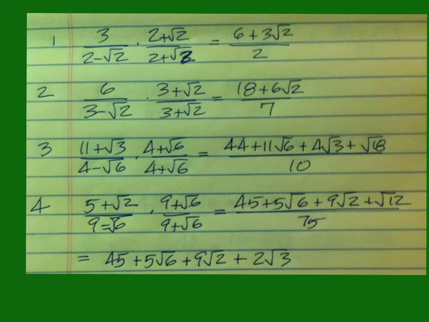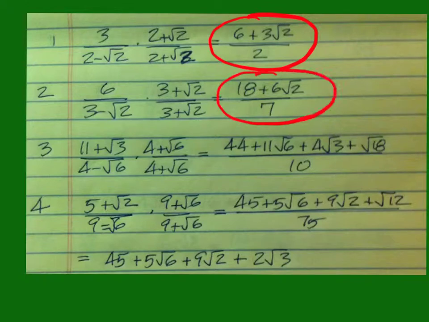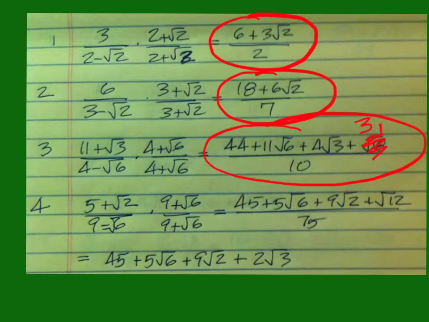Number 1 is 6 plus 3 square root of 2 over 2. 2 is 18 plus 6 square root of 2 over 7. 3 is 44 plus 11 square root of 6 plus 4 square root of 3, and the back end should be 3 square root of 2. All of that is over 10.